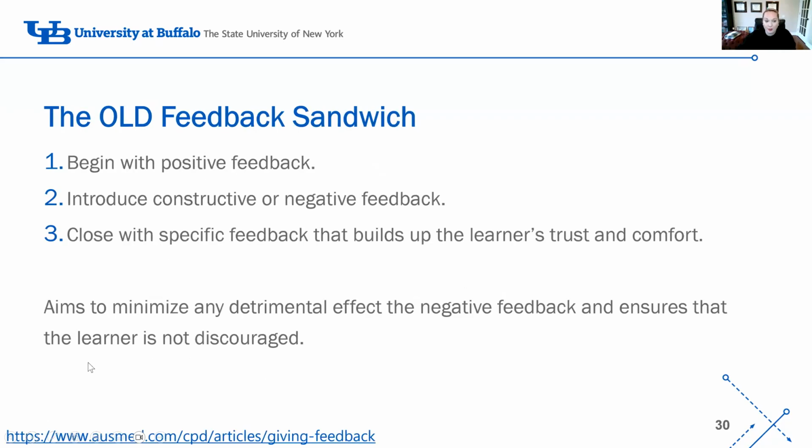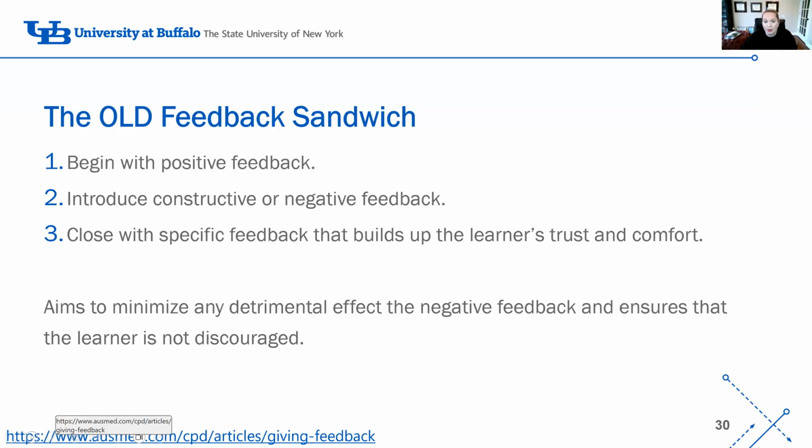So this is the feedback sandwich that was mentioned in the chat, and that I'm sure we're mostly all familiar with, or we've been the recipients of. It's the old feedback sandwich. So you say something positive, then you introduce a constructive or negative feedback, and then you close with something positive to try to build that trust and comfort.